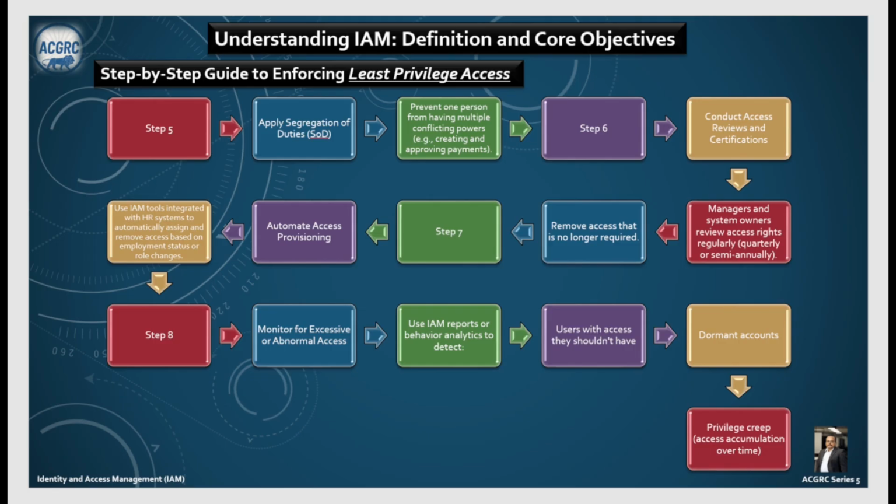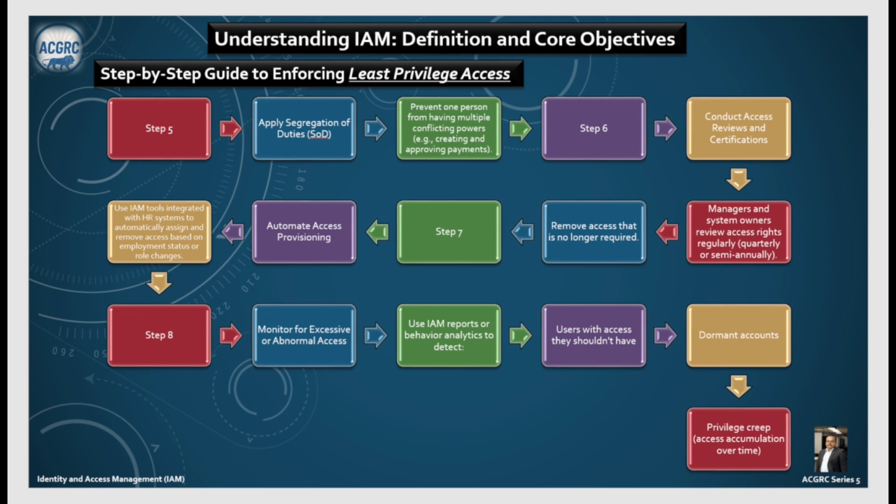If you have an automation tool which can do it at a lower frequency, fantastic. But at least if it is manual, which is mostly the case, do it at least once a quarter, so you have 4 reviews in a year. Remove access that is no longer required. That should be the outcome of the recertification.